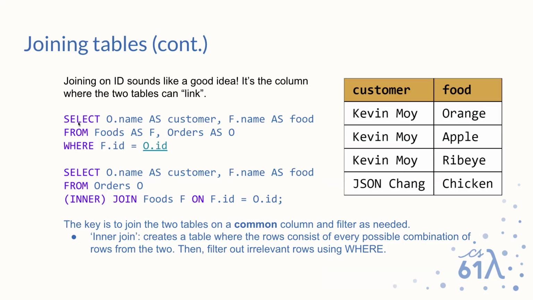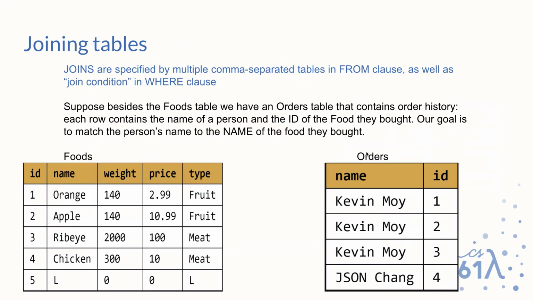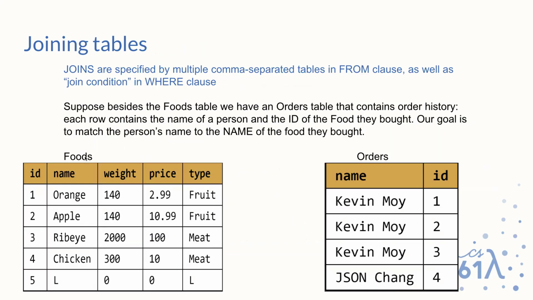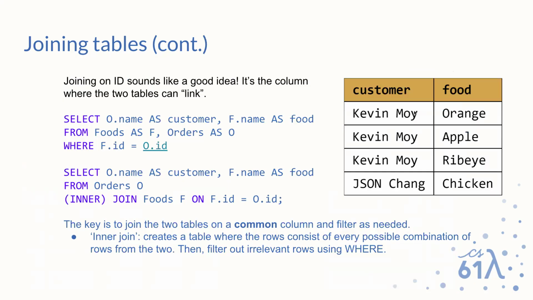And then we select our column names. O dot name. So we select O dot name from the orders table, and then F dot name, so the actual food over here. So this is what you end up with. Right? Does that make sense?